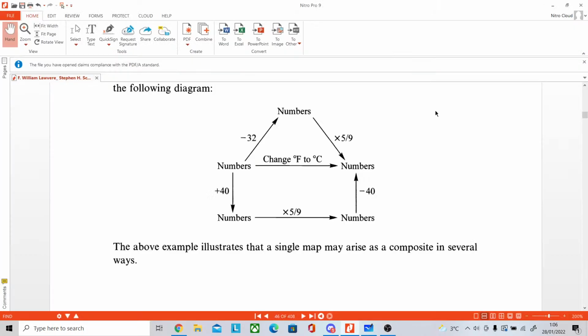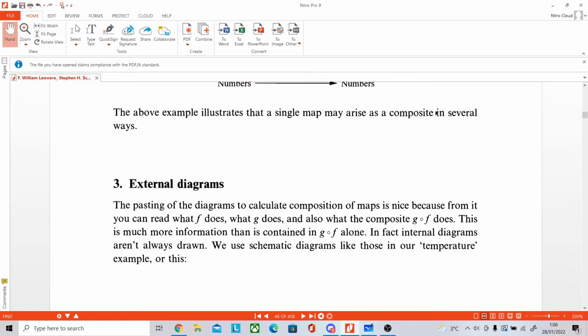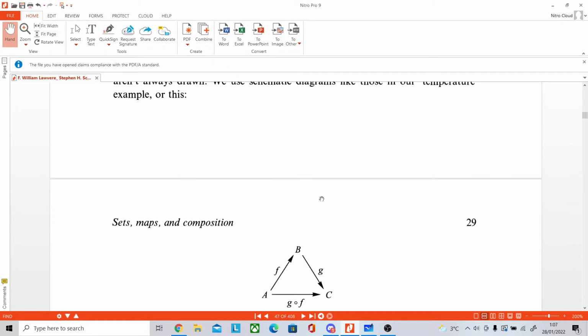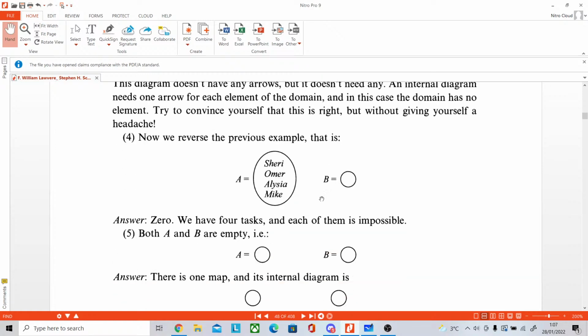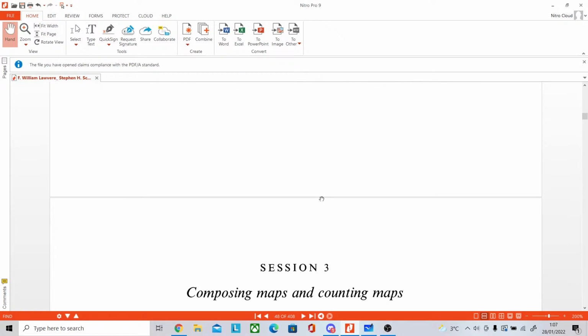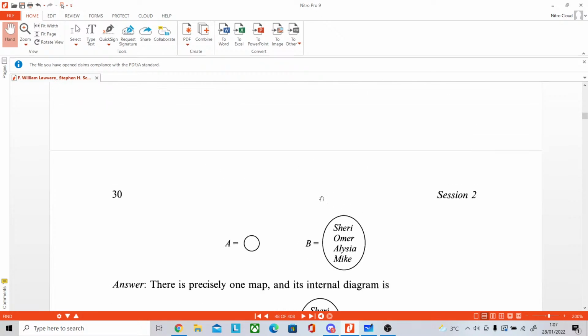That was interesting. Okay. External diagrams. When does this end? Because I need to go sleep. Session 3, we're close, we're close.